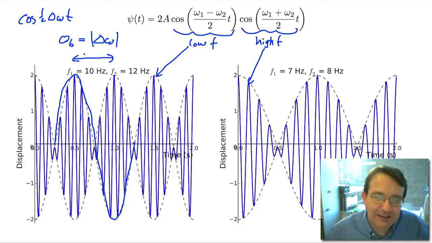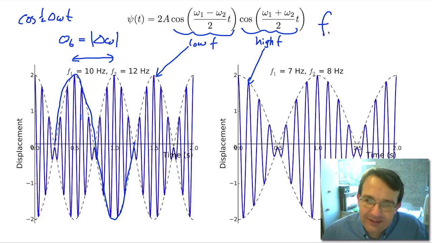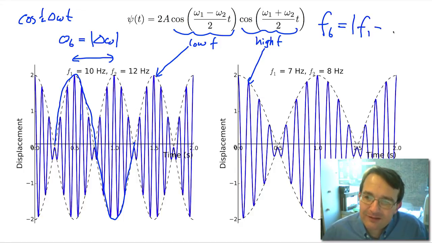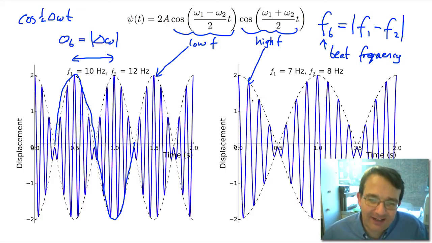So this is the angular beat frequency. It's not going to come as a surprise that the beat frequency itself, since there's a 2 pi factor in here, and we're going to have a 2 pi factor in here, and we can cancel those 2 pi's, is just going to be the modulus of the difference in the frequency of the two sources. And this is called the beat frequency. And it appears as a change in the amplitude of the wave.